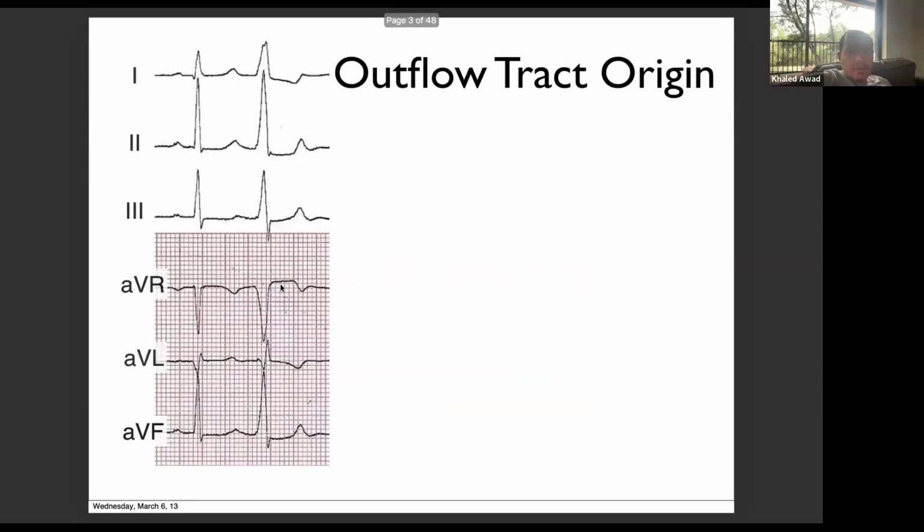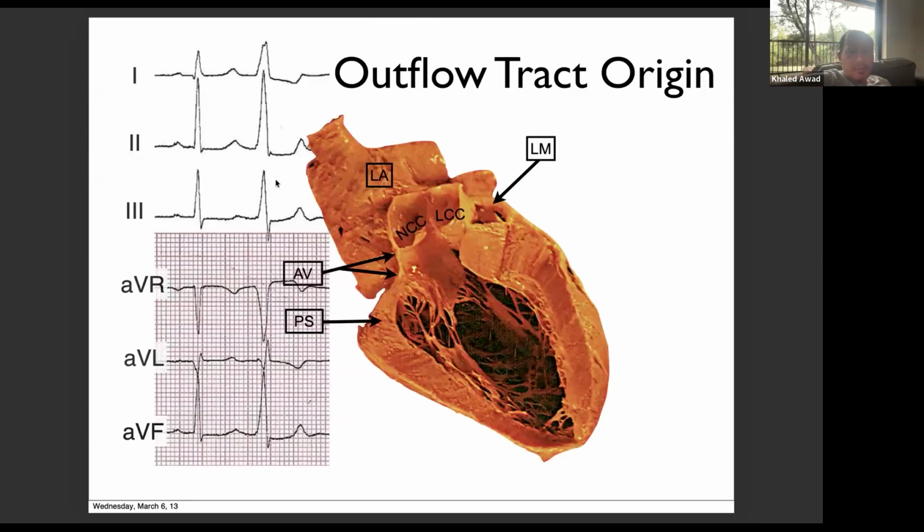So we have to understand the basic ones. For example, the outflow tract. So let's understand the anatomy of the outflow tract. If we were to cut through the left ventricle, you would see the non-coronary cusp. Okay, so the non-coronary cusp, okay, left coronary cusp. Now notice something, the non-coronary cusp is lower than the left coronary cusp. They're both at the top of the ventricle. They're sitting on top of the entire ventricle.